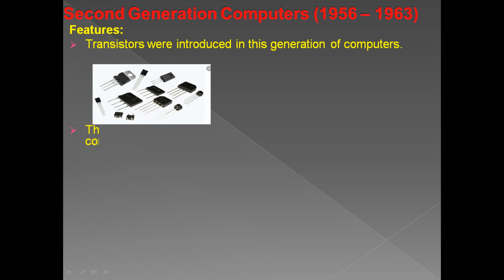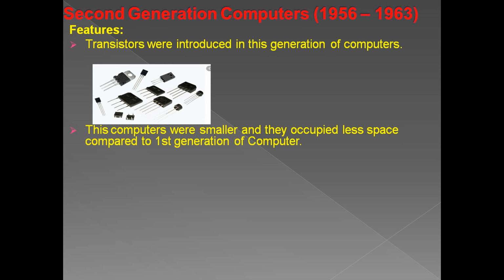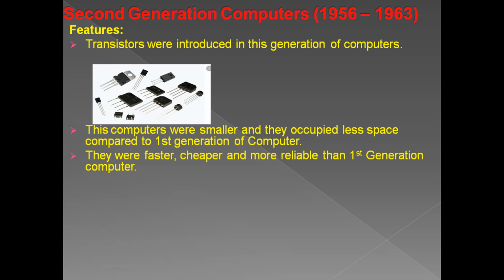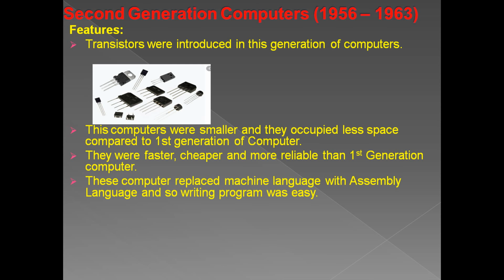These computers were smaller and they occupied less space compared to the first generation of computer. They were faster, cheaper, and more reliable than the first generation computer. This computer replaced machine language with assembly language, so writing programs was easy. In assembly level language, numeric codes were used, which were written in English words. They consumed less power compared to the first generation computers.